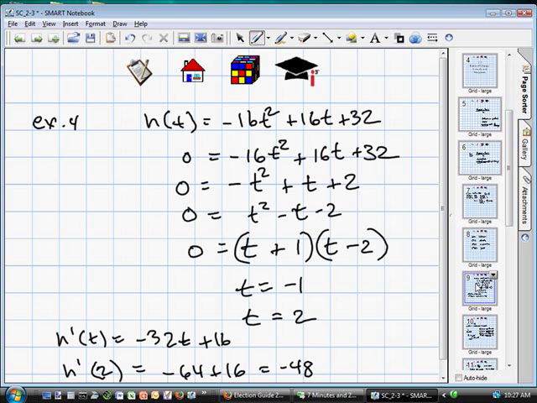Negative 16. What's the difference? Well, when you first go off the board, you are going up. And after 1 second, he's now going downward at a rate of 16. Okay, how about 2 seconds? Negative 48 feet per second. Obviously, he's speeding up, and you could find it at any part in the dot, right?